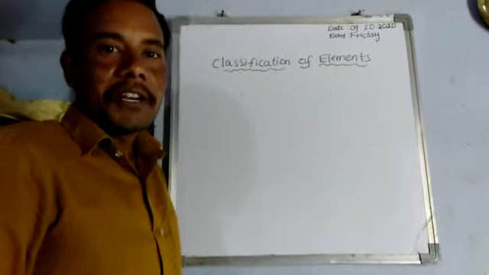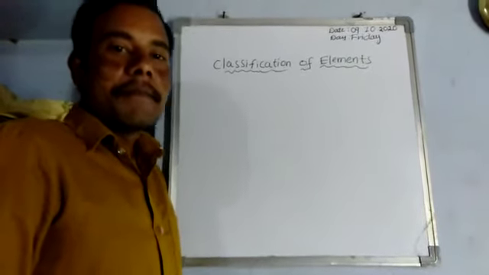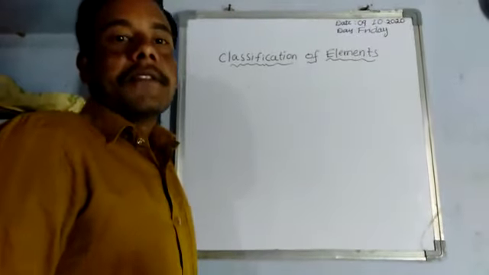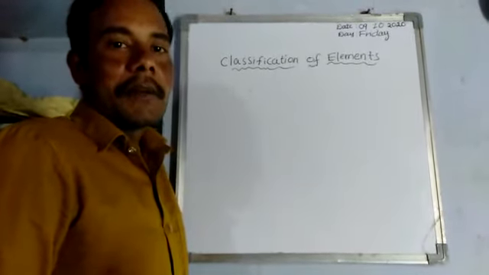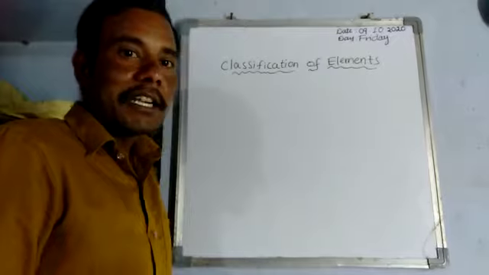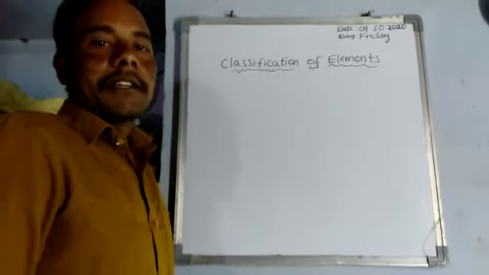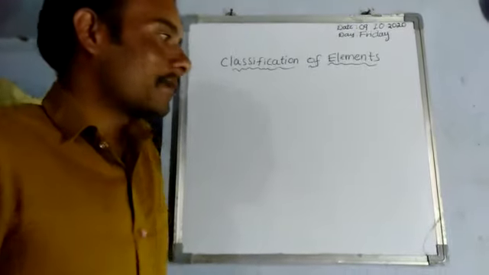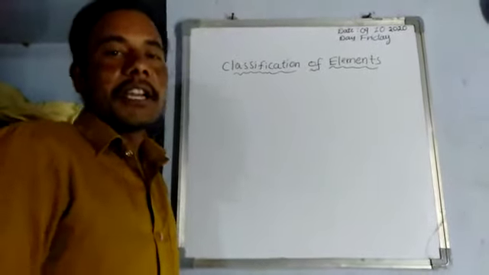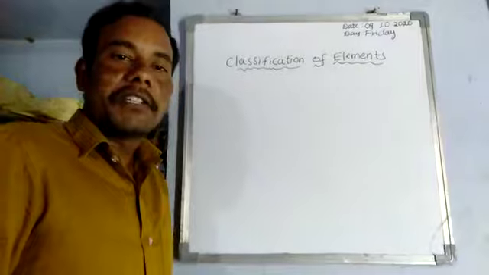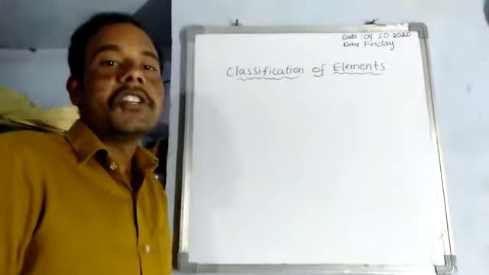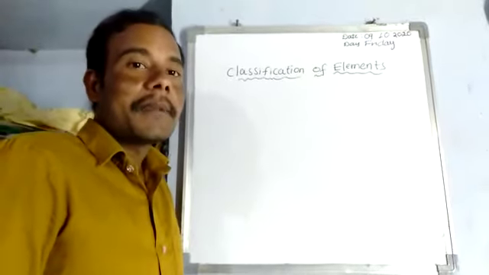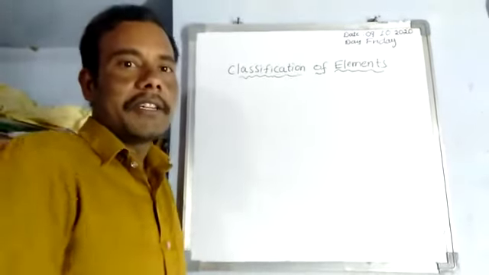Elements are classified into four blocks based on the differentiating electron entering into the orbital. So what is the meaning of differentiating electron? Differentiating electron means the last coming electron. The last coming electron is called a differentiating electron.